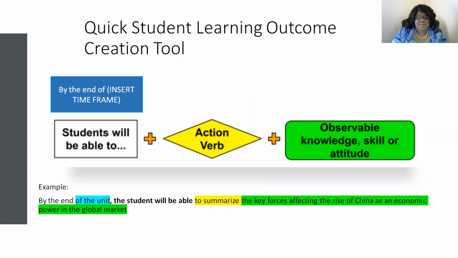So here's an example, and this is from a history course. By the end of the unit, so we have our blue, that's our time frame, the student will be able, that's student-centered, to summarize, that's our action, the key forces affecting the rise of China as an economic power in the global market.